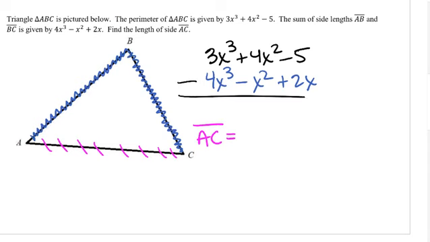So if I take 3x to the third and I subtract 4x to the third, I will get negative 1x to the third. If I take 4x squared and I subtract a negative 1x squared, I'll have 5x squared.